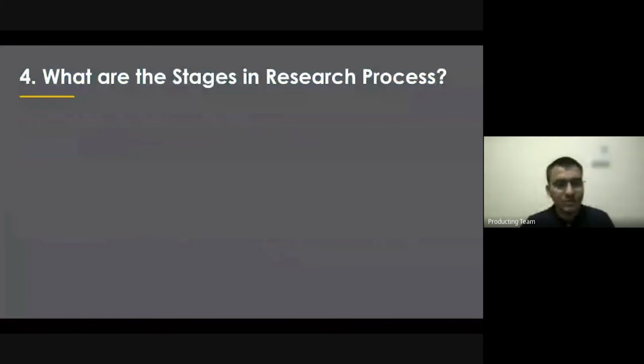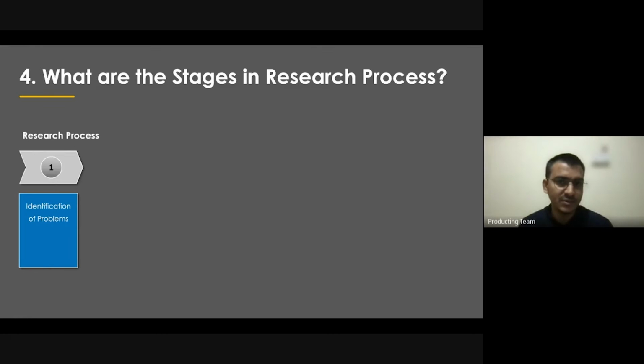Cool. So we are into the fourth part of this presentation. So what are the stages in the research process? When you have a problem statement, when you have a big idea or a big problem statement to be explored, how do you go about it, how do you really do research? The first thing you have to do is identification of the problem. First, you have to identify a problem, right?